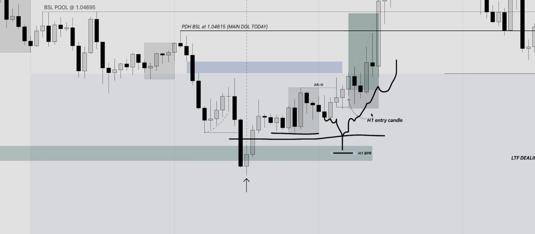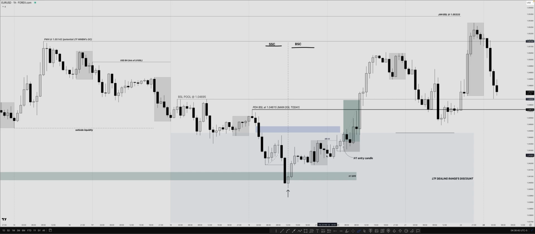And this is where we would have been looking for London kill zone continuation towards our main draws on liquidity right here. However, we didn't get that. Price kept on consolidating right here, and then it started building pretty clear structures and clear London kill zone lows, but those were visible only from the 15-minute point of view and execution time frames. From the 1 hour perspective, this was the entry candle right here.